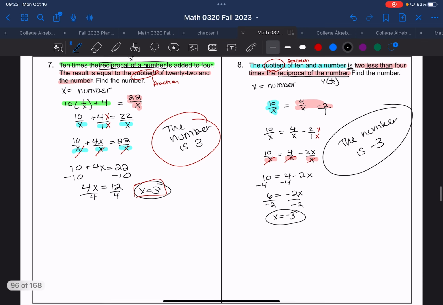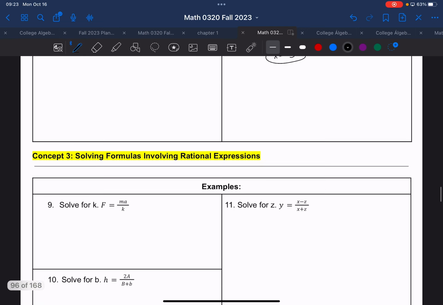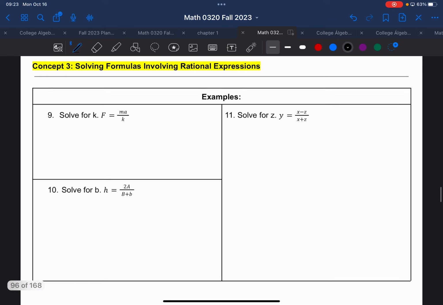Okay, so that finished up the concept of solving rational equations. Now we're going to look at the last concept, which is solving formulas involving rational expressions. And remember, I said this is another way to say literal equations. So it's an equation filled with a bunch of different variables, and the problem is asking us to solve for one of them.